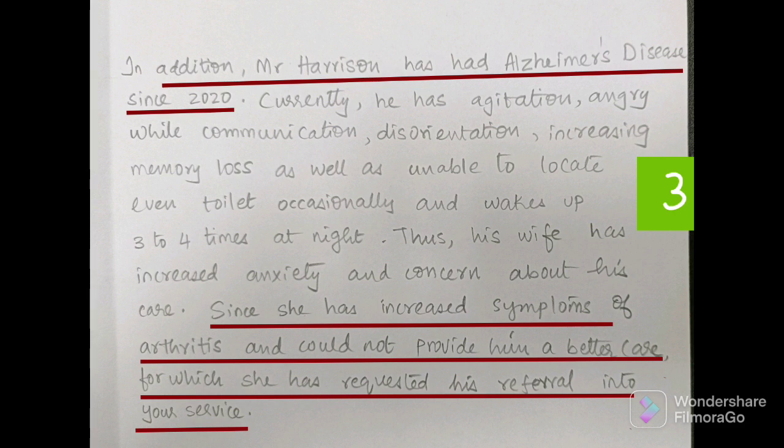Actually, there is no need to mention 'for which'. You can write it like that, with a comma: she has requested his referral into your service. Then it is clear the patient has delayed wound healing as well as Alzheimer's disease, plus the patient's wife has arthritis problems, so it is very difficult for her to take care of her husband, so she is requesting the referral. So that is the present medical paragraph, by which it is clear what the need is, and the reason behind this referral.